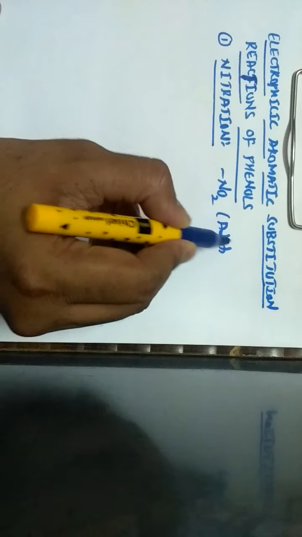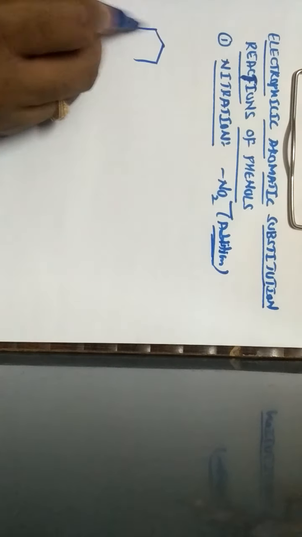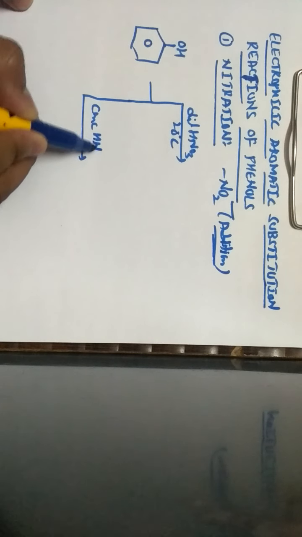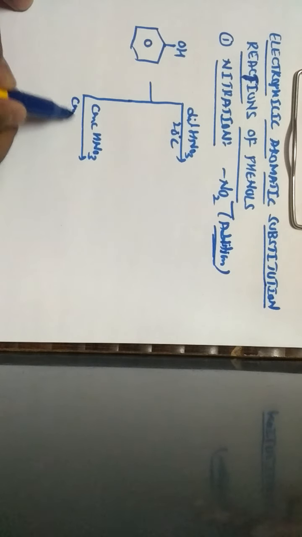So, when addition of a nitro group takes place, that particular type of reaction is called a nitration reaction. This addition of a nitro group to phenol can take place under two different conditions. The first one is when phenol is subjected to reaction using dilute nitric acid by maintaining a temperature of 20 degrees Celsius. This is the first condition. And the second condition is using concentrated nitric acid in the presence of concentrated sulfuric acid.